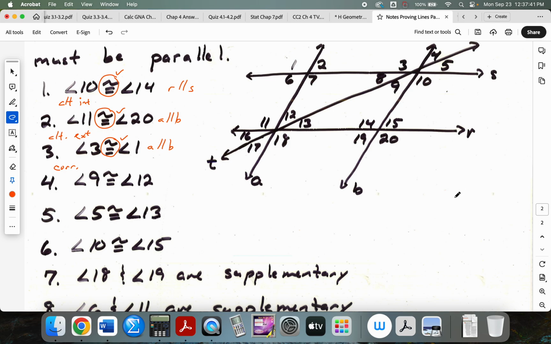All right, so let's take a look. For angles 9 and 12, what is the transversal? T is the transversal. The other side of 12 is A, and the other side of 9 is B. What type of angles are 9 and 12? Alternate interior. Is congruent the right relationship? Yes. So this is A is parallel to B.